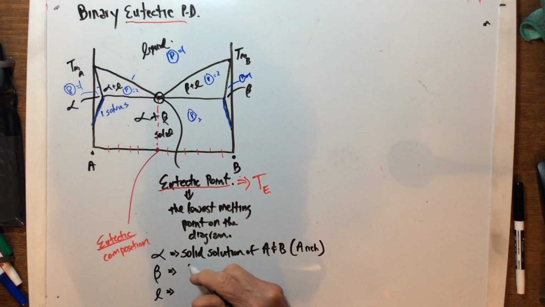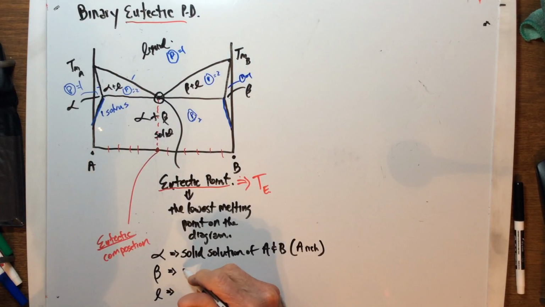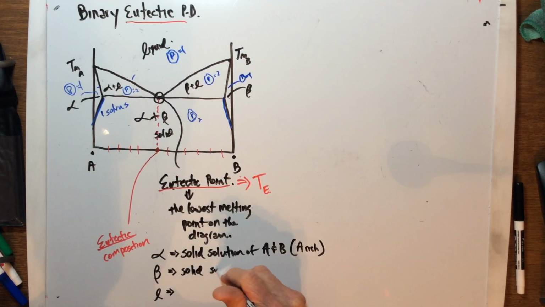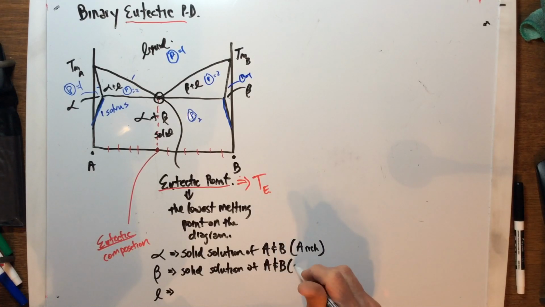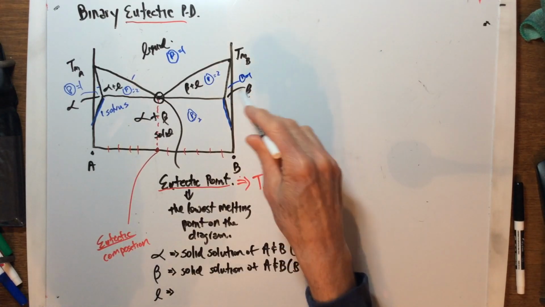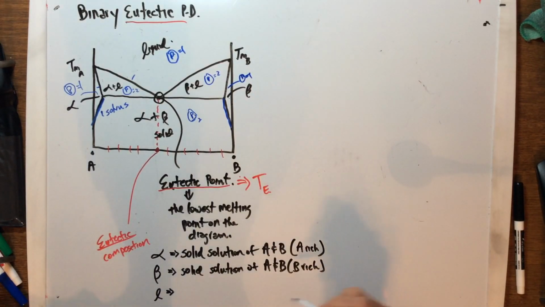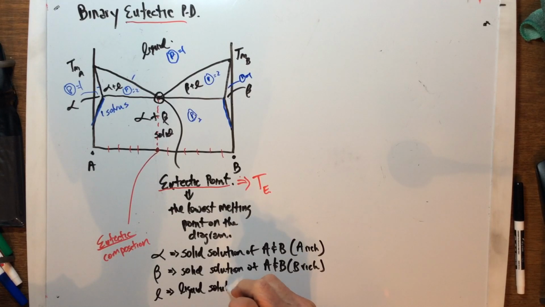And beta is also a solid solution of A and B, but it is B rich, over here on this far side where beta exists. All right. And then of course L is just a liquid solution of A and B. Okay.